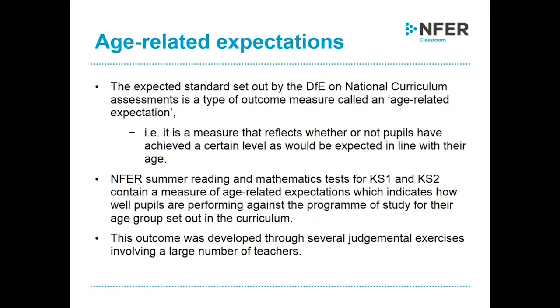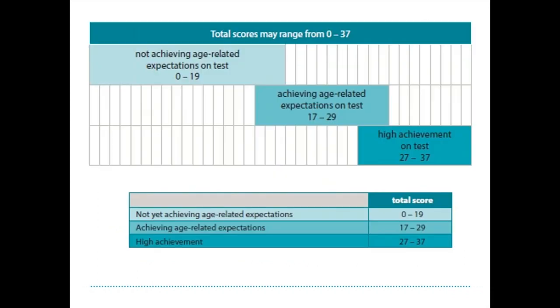Those who score between 17 and 29 have achieved age-related expectations on the test, and those who score between 27 and 37 show high achievement on the test. Now, you may note that there is an overlap between these categories, and the reason for this is that we felt that for pupils on the borderline between two categories, it wasn't very useful to determine which group they should go in based on one single written test. And so we felt that particularly for those pupils, teachers should draw on their wider teacher assessment to determine which category was most appropriate for that pupil.